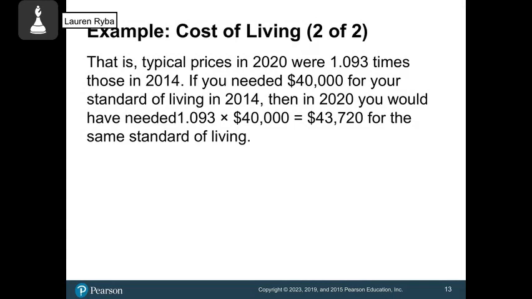So the value we just found on the previous slide, 1.093, means that prices in 2020 are 1.093 times those values in 2014. So if we needed $40,000 in 2014 and we want to get to 2020, we're going to take this value, 1.093, times the amount of money we needed to figure out that in 2020, the same amount of money, $40,000 in 2014, we would need $43,720 to represent that same standard of living in 2020.